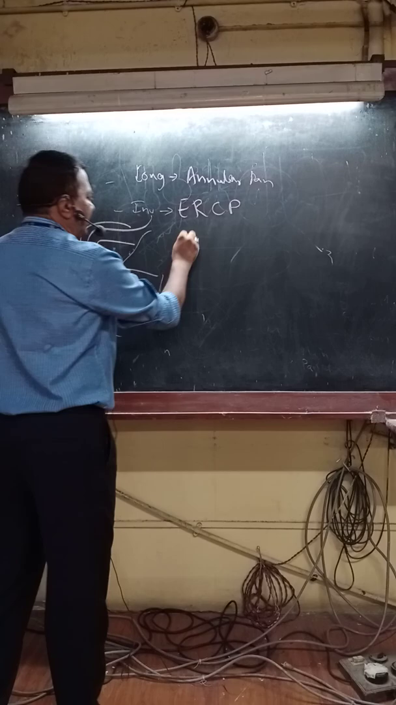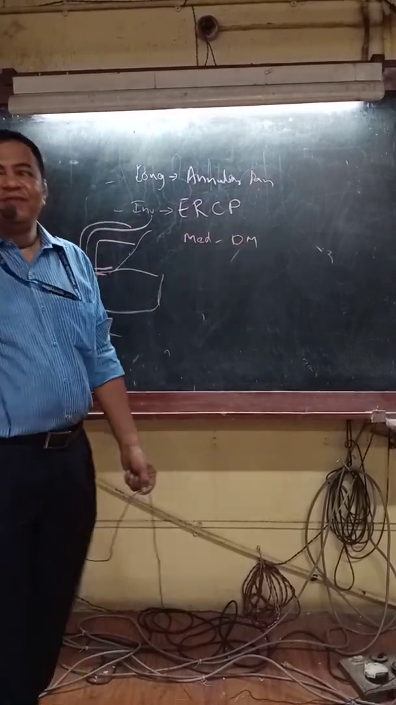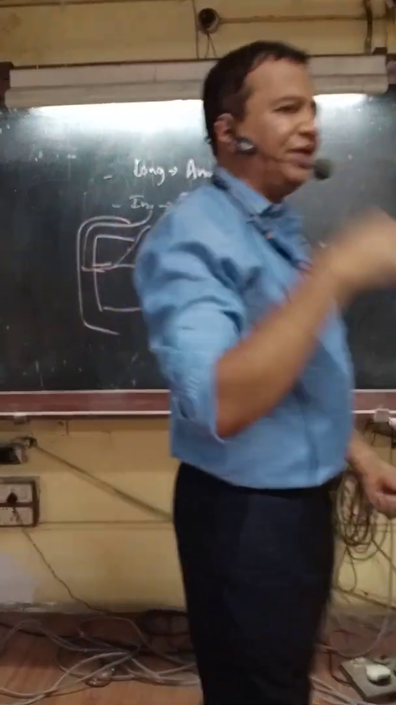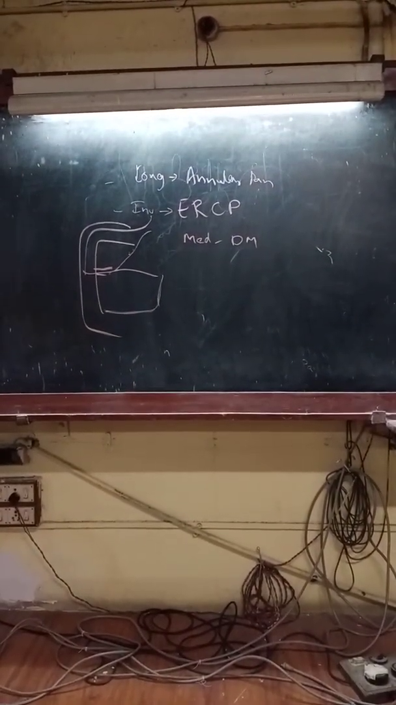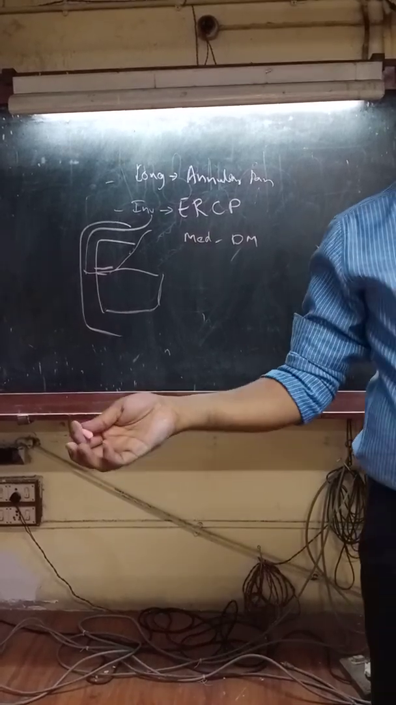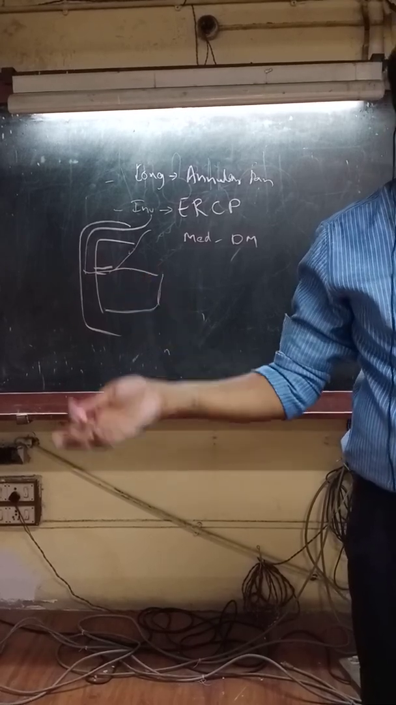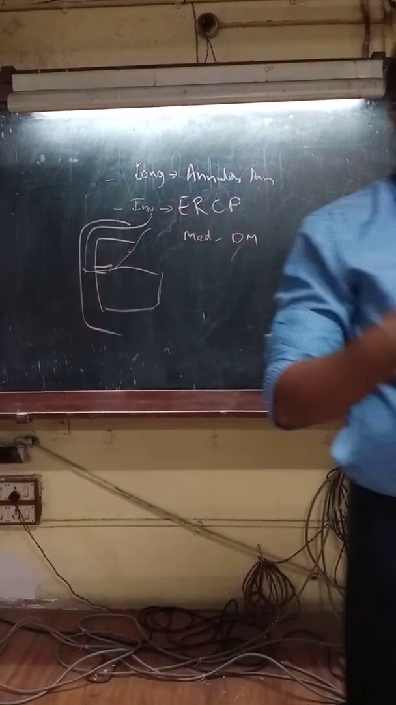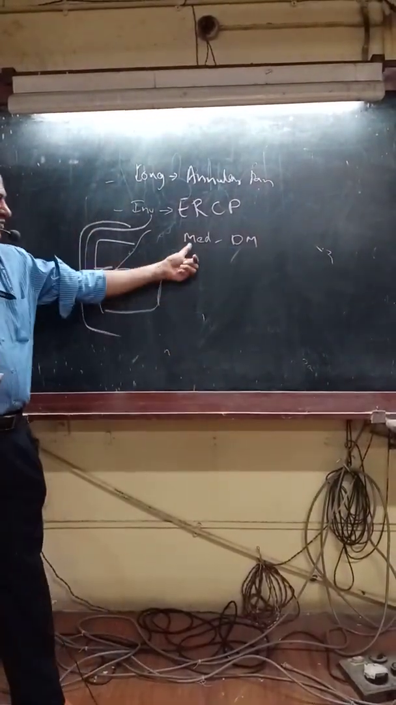Investigation and medical problems, diabetes mellitus. Every time you eat, insulin is secreted. You eat sweet, insulin is secreted. You keep on eating, ultimately, insulin is exhausted. It leads to diabetes mellitus. The insulin secretion reduces, the response to insulin reduces, diabetes mellitus.